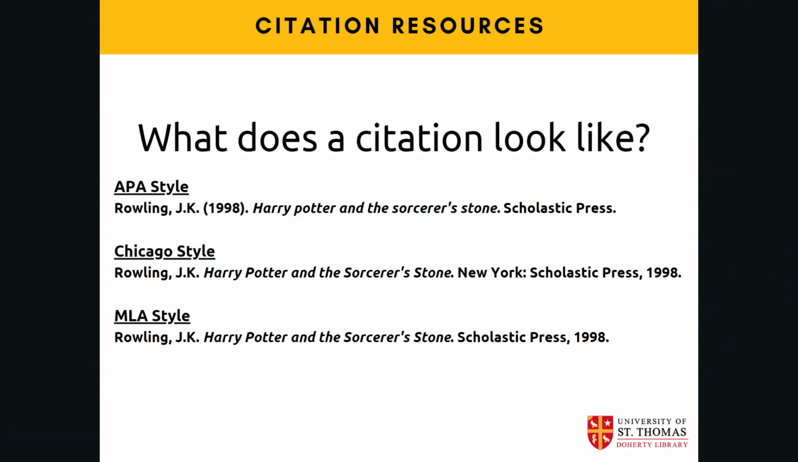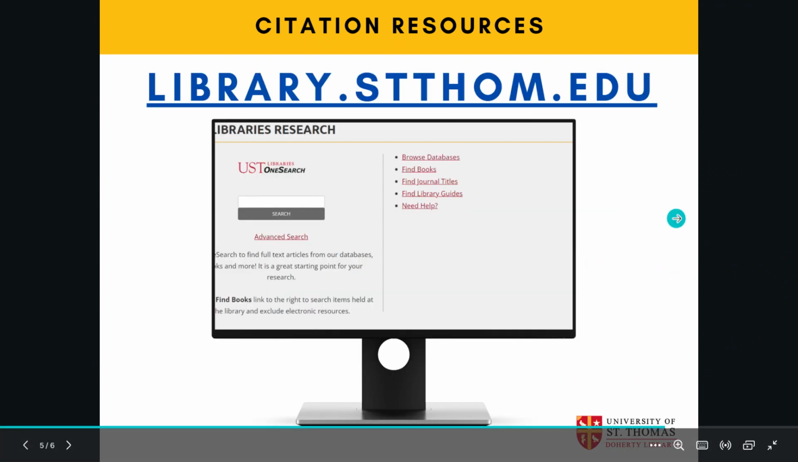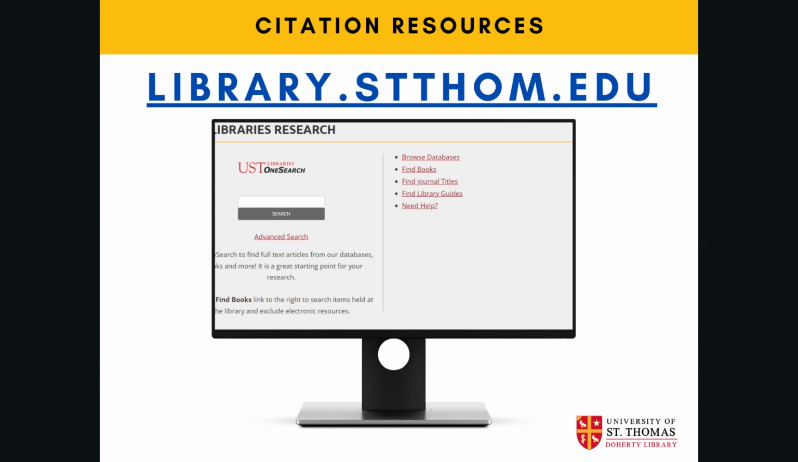So now that we know what a citation is, why they're so important, and what they look like, let's look at resources at the library that will help you with citing your sources in your research. To get started, we're going to go to the library's website from the USC homepage. You can either get there from that red bar at the top or from library.sttom.edu like you see on my screen here, or even from the Assist tab in Blackboard. So let's go ahead and get started.